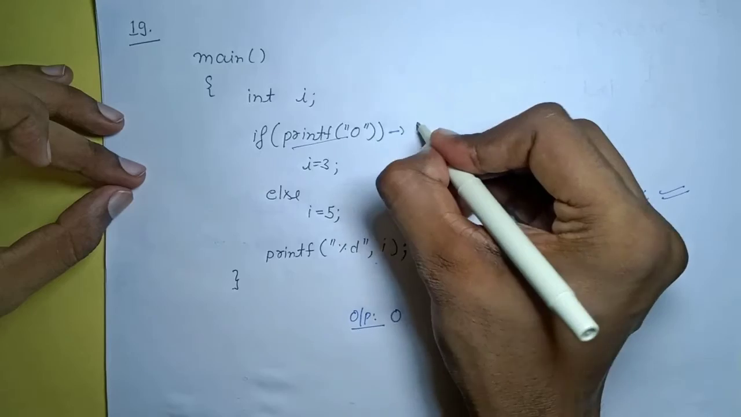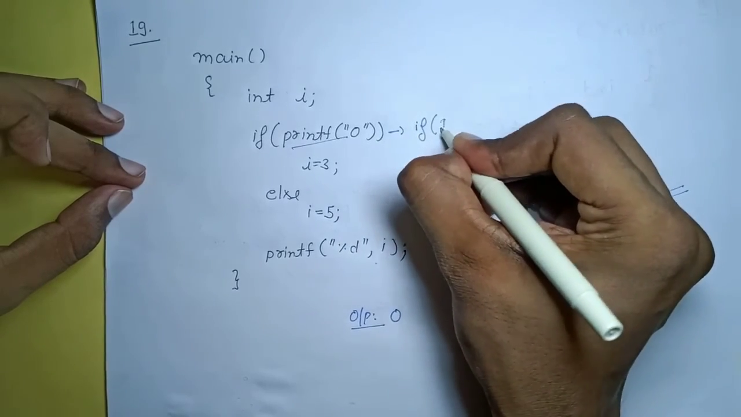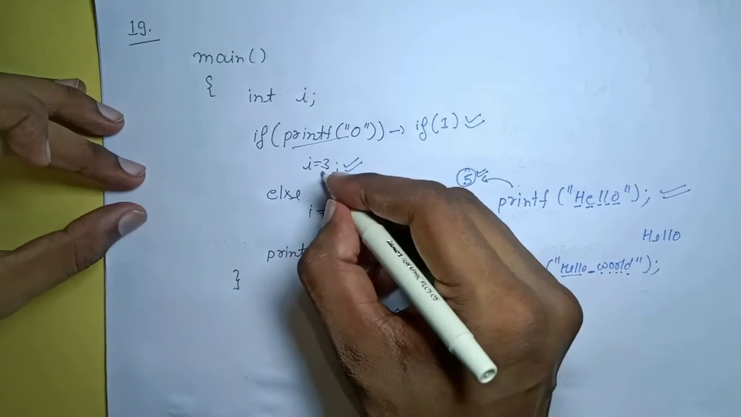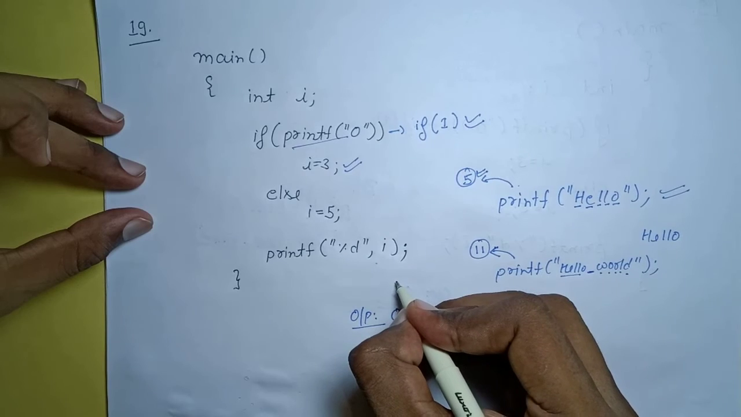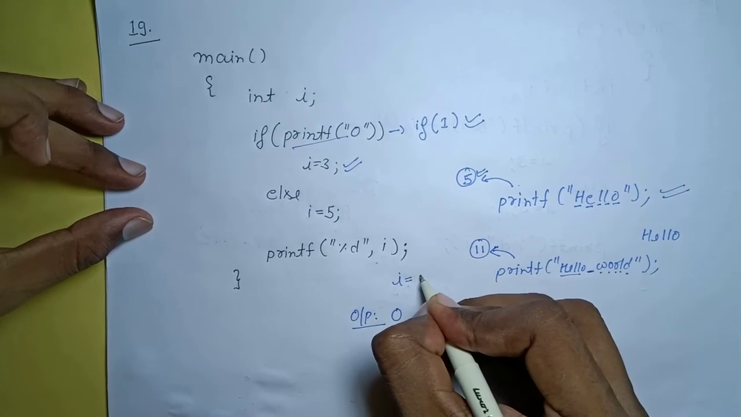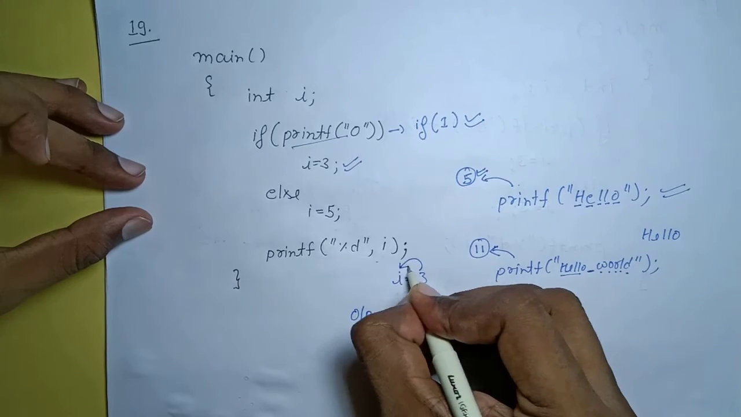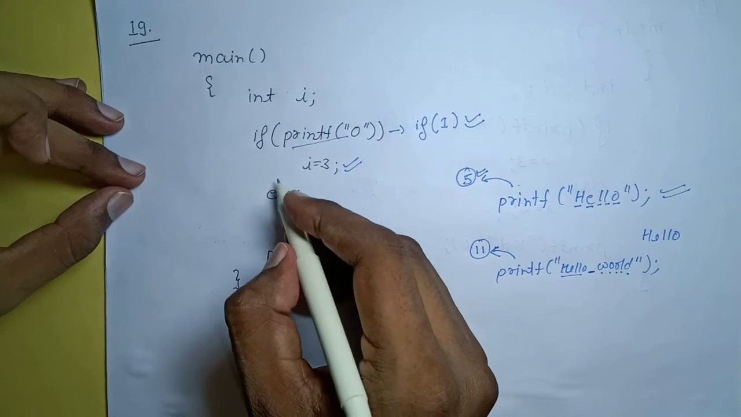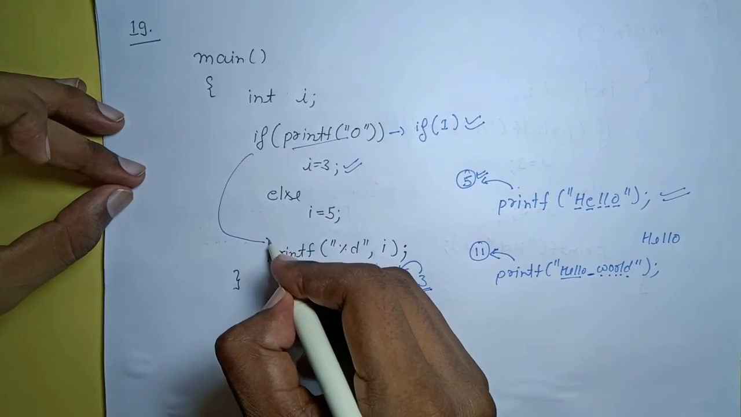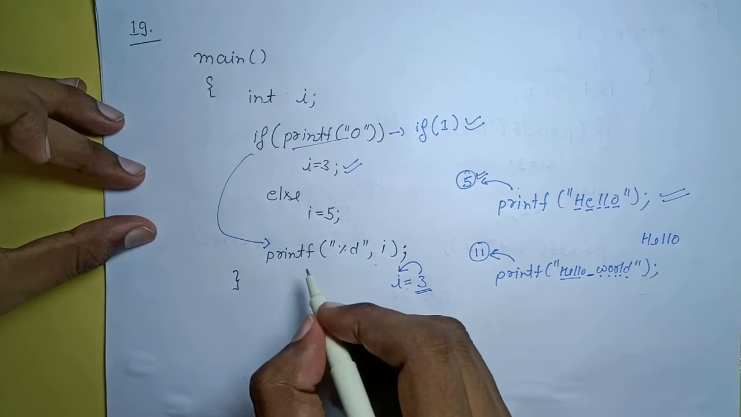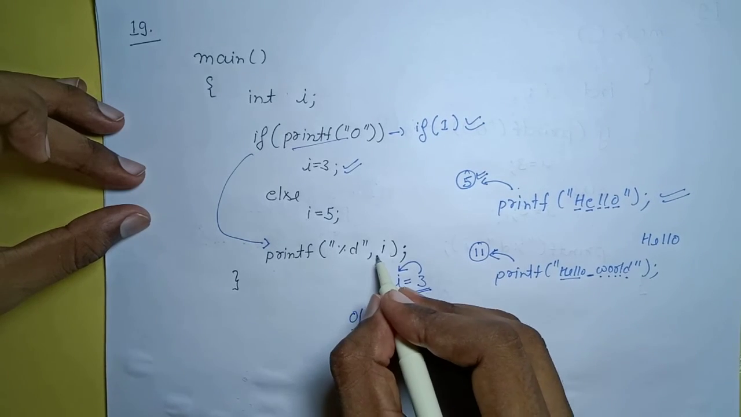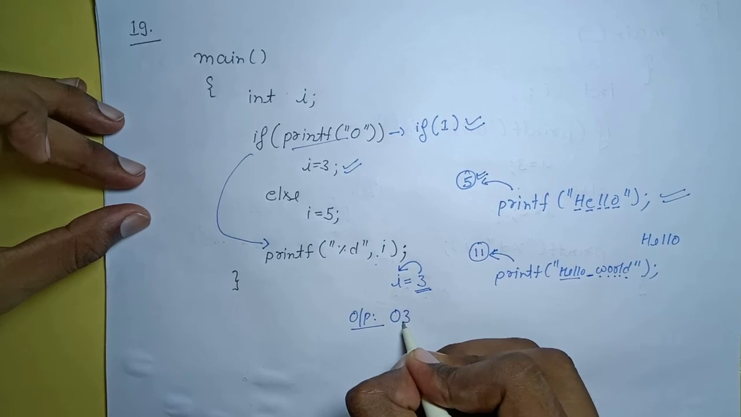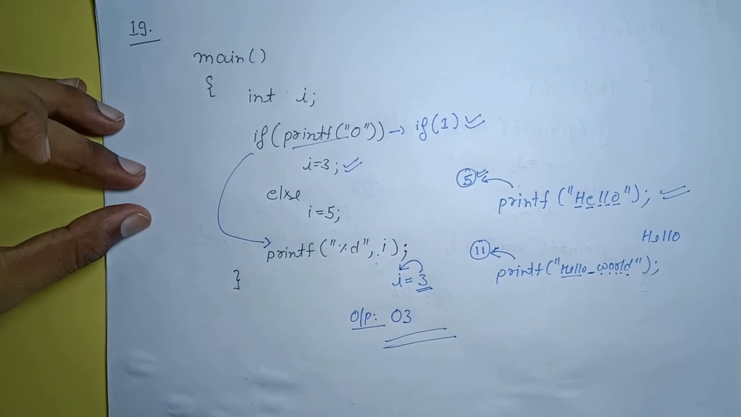So this if statement is computed as if 1, which is obviously true, so the control comes to this line, and this statement is executed, where we are just storing the value 3 into the variable I. So the value of I becomes 3, and after that the control comes outside the if condition, and as we can see the printf statement is there, and we are just printing the value of I, which means the value 3 is printed on the screen. So this is the output of this question.